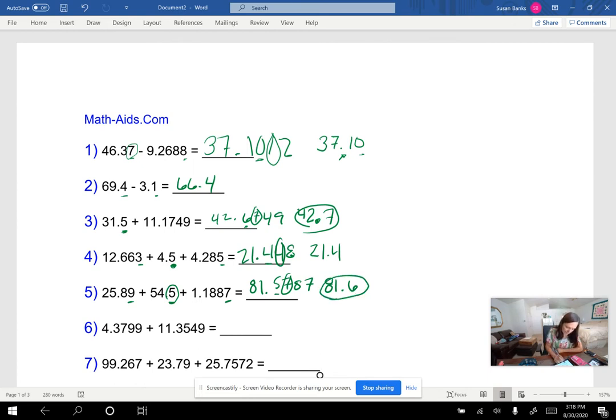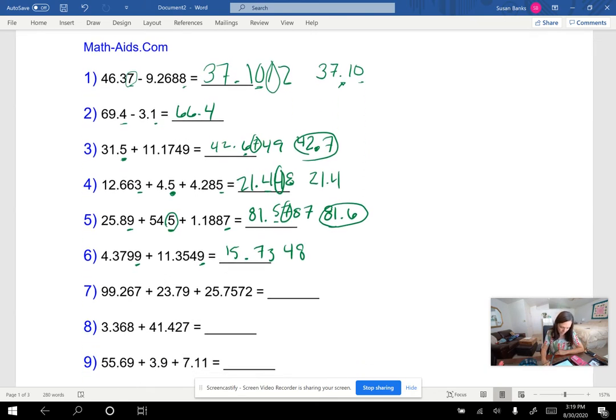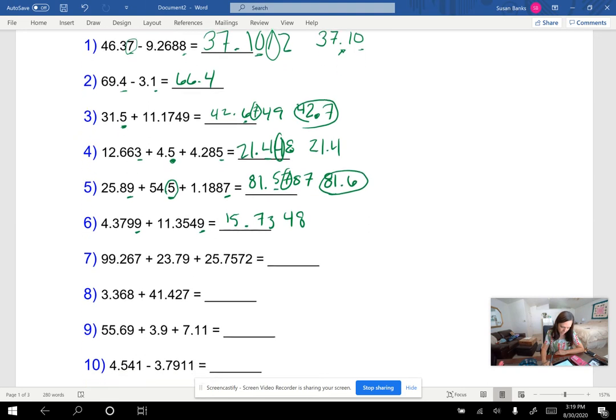Okay, number 6. We have the 10,000ths and we have the 10,000ths. So we can keep all of the digits. 4.3799 plus 11.3549. We get 15.7348. And we'll be able to keep all of them because they're both at the same value.